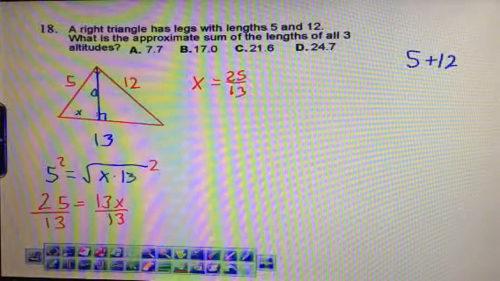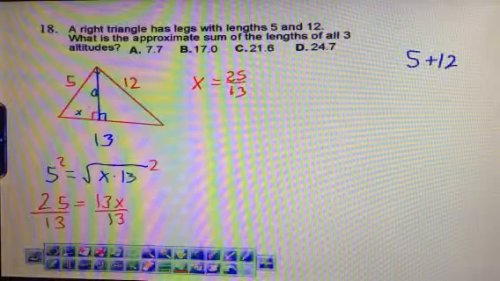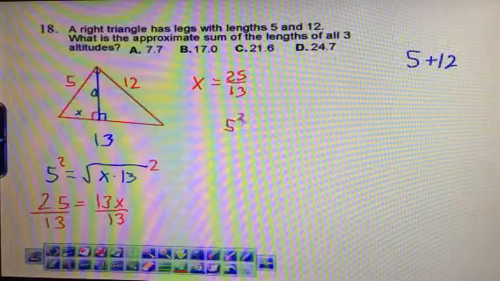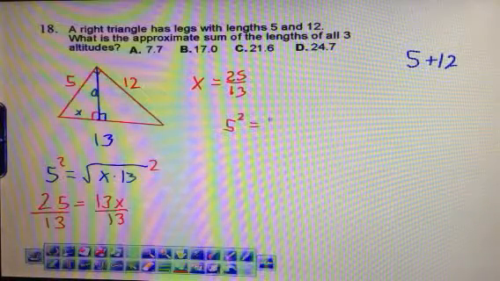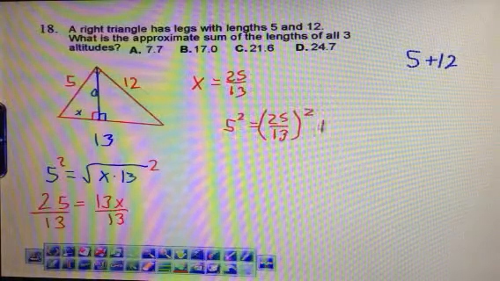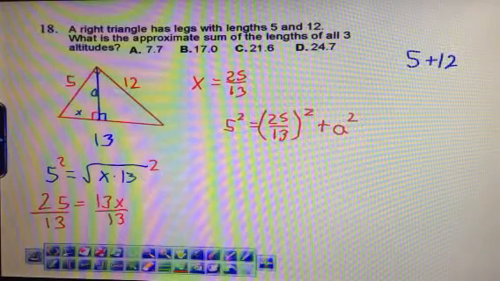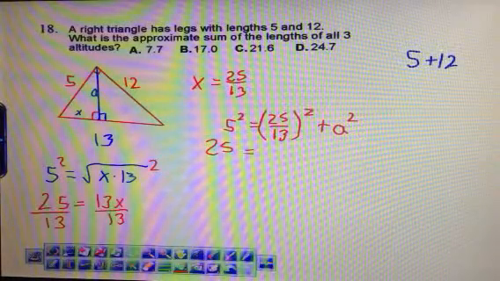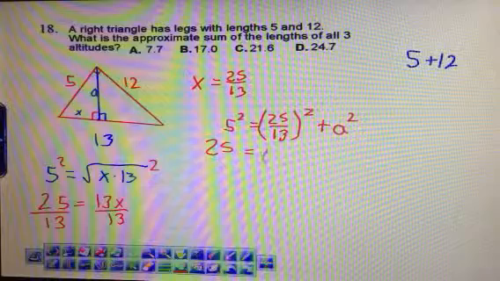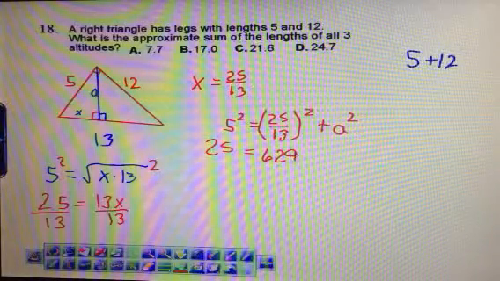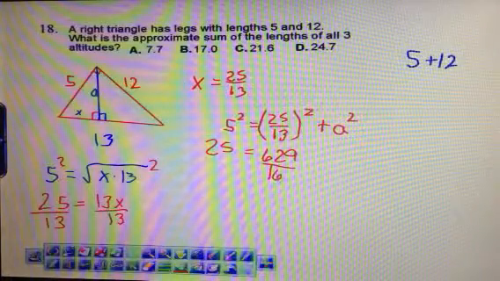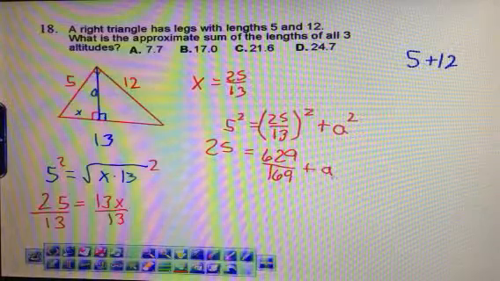The reason I wanted to do that was because now I've got a right triangle here, and I know 2 of the 3 sides, so I can use the Pythagorean theorem. So I can write 5 squared, the hypotenuse squared, equals x squared, which is 25 over 13 squared, plus a squared. Of course, 5 squared is 25. If we square this fraction, we'll get 625 over 13 squared, which is 169, plus a squared.